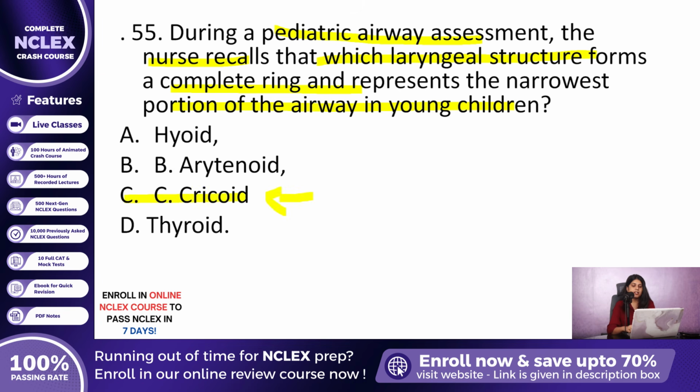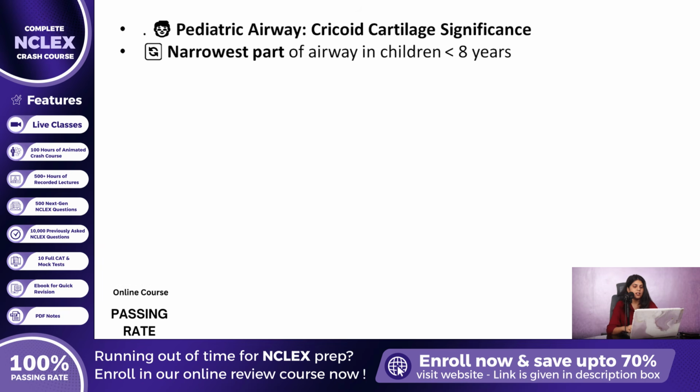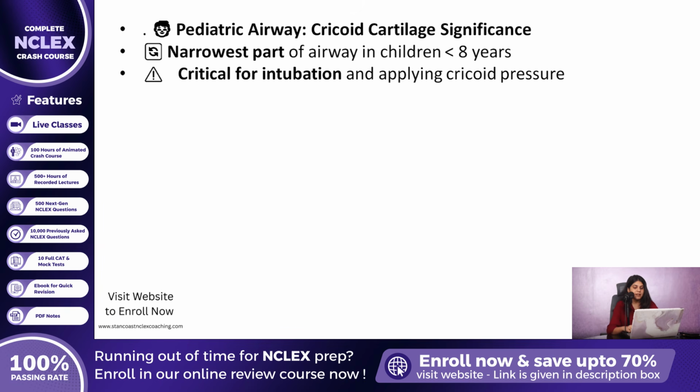Cricoid. The rationale is that the cricoid cartilage is the only complete cartilaginous ring in the pediatric airway and is anatomically the narrowest portion in children under 8 years old. This makes it a critical structure to consider during airway management, particularly for intubation and cricoid pressure application.